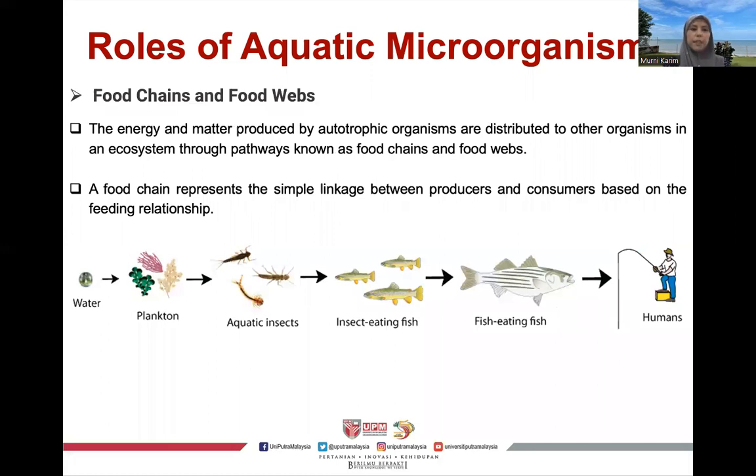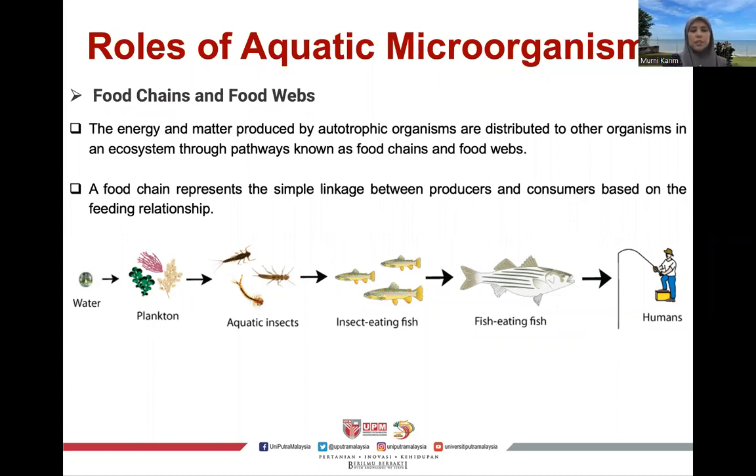And they are also playing a very huge role in the food chain and also in food webs. Okay, let's say in water, they have plankton. So the aquatic insects actually eat those plankton. And the fish eat the aquatic insects. And then the big fish eat the small fish. And the human eats the fish. So now you see the relationship, how from the smaller things up to the big humans.